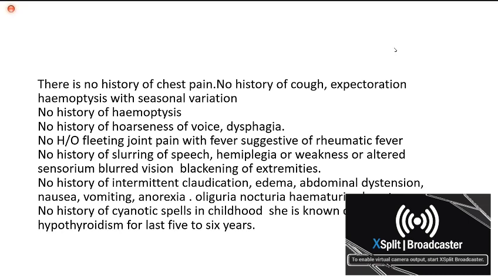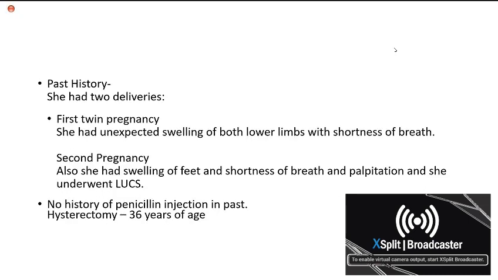Hypothyroidism. So one important past history is there. She had 2 deliveries. In the first, the twin pregnancy, she had unexpected swelling of both the lower limbs with shortness of breath. And in the second pregnancy also she had swelling of feet, shortness of breath and palpitation, and she underwent LUCS, the indication was for the mother.